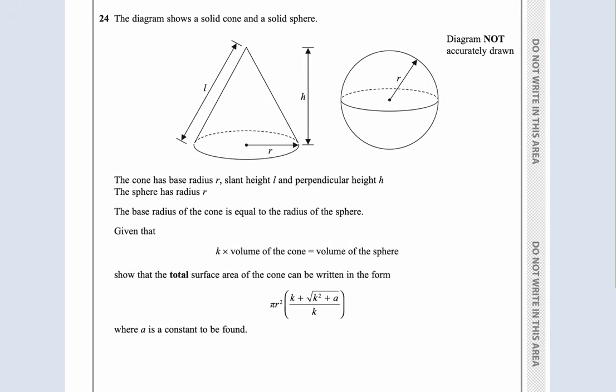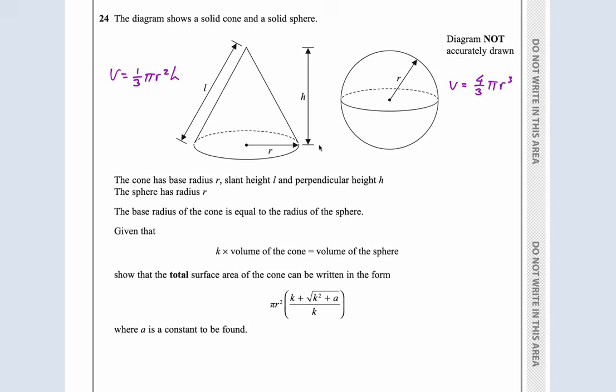Okay, question 24. The diagram shows a solid cone and a solid sphere. We're given some information. It says, given that k times the volume of the cone equals the volume of the sphere, show that the total surface area of the cone can be written as this. Okay, so guys, we have volume of the cone is a third pi r squared h. It's in the formula sheet, guys. The volume of the sphere is 4 over 3 pi r cubed, also in the formula sheet.